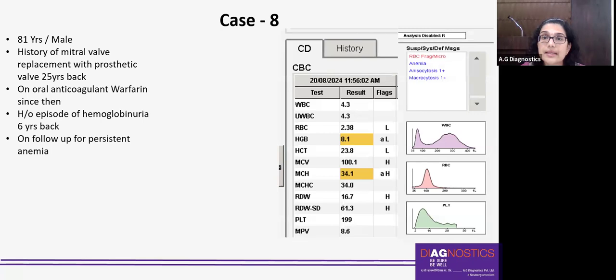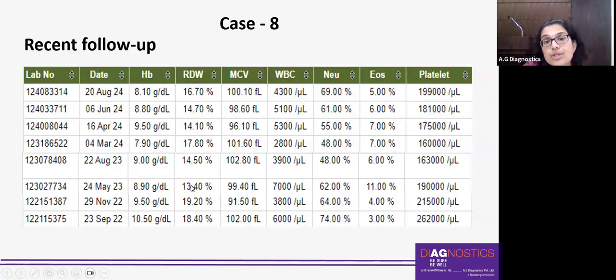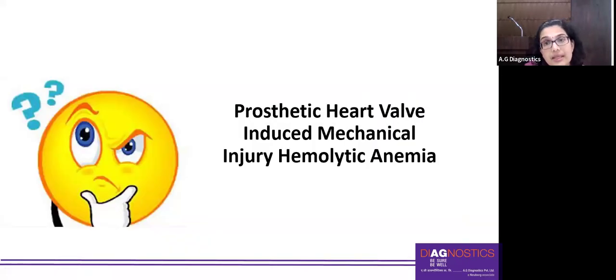So this was his cell counter report. Hemoglobin of 8.1, mild macrocytosis, RDW was low at this point in time. However, peripheral blood smear did show the presence of 1 to 2 schistocytes per oil immersion field. Typically, during the acute episodes of hemolysis, he has shown a wider RDW. So this was a case of prosthetic heart valve-induced mechanical injury, hemolytic anemia.